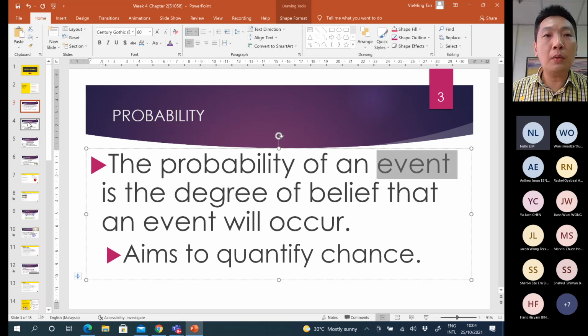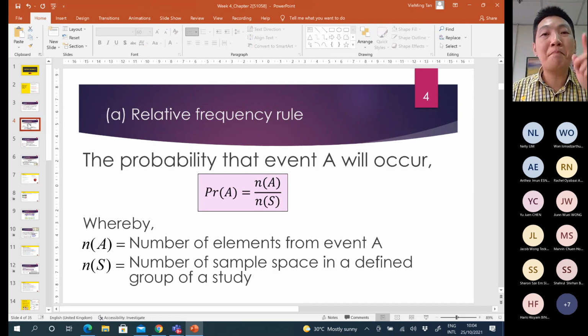So generally, what is the symbol we use to represent probability? You can use capital P. I think in your school you use P, right? Capital P. Or you can use PR to represent probability. So if you want to calculate the probability of event A happening, then you can put PR(A). A means the name of the event, event A.